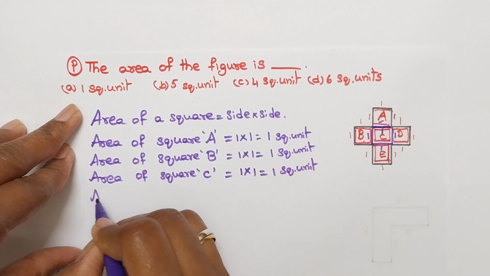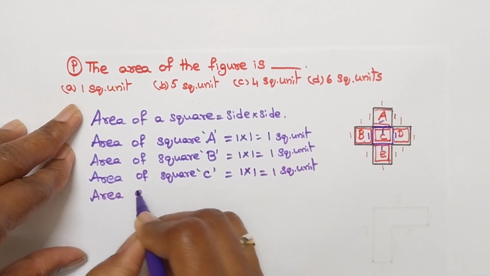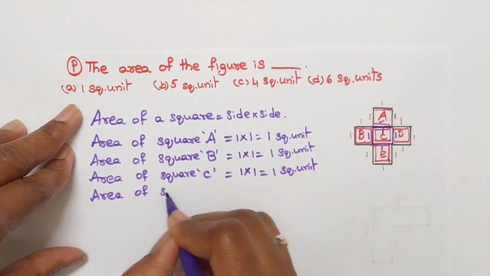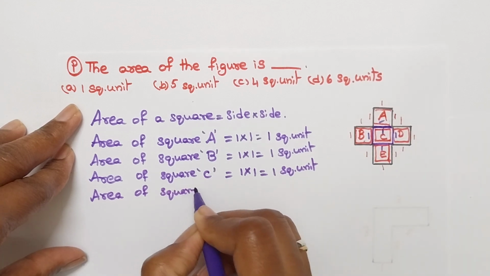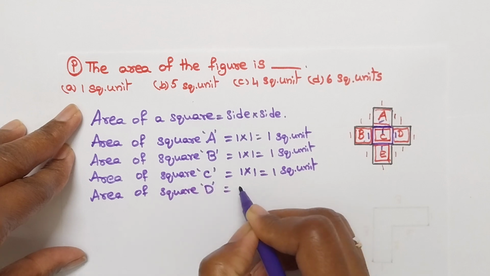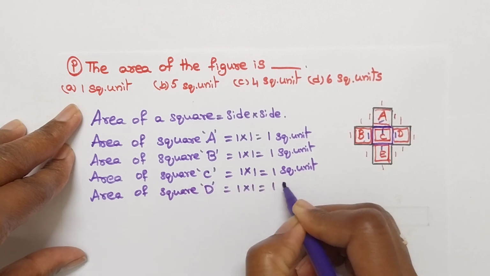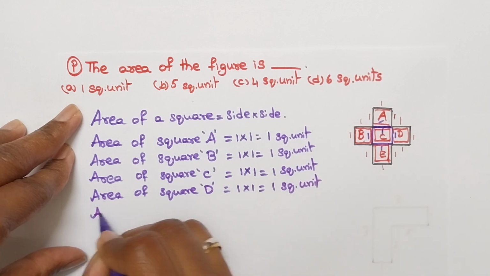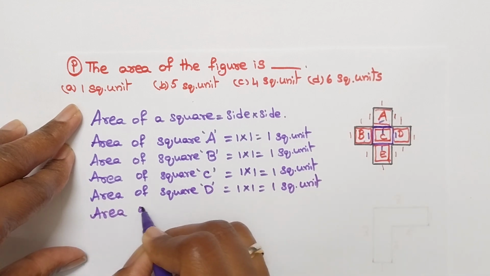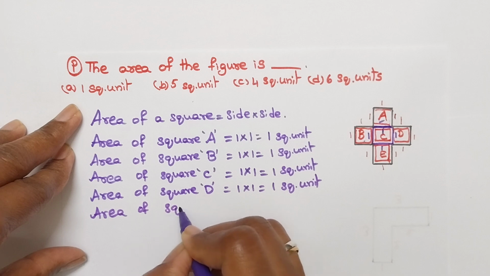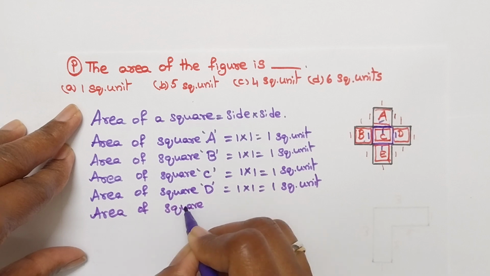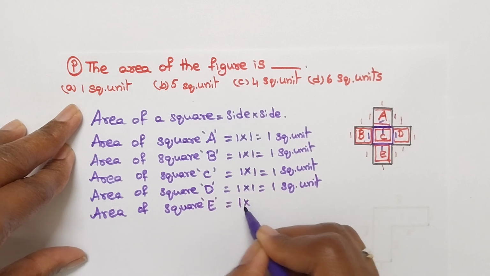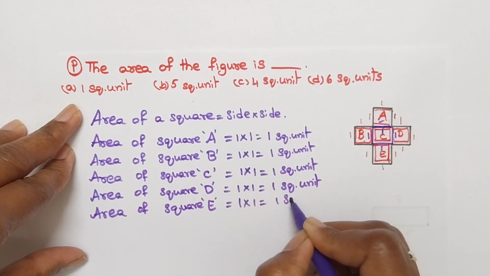In the same way, area of D also 1, E also 1. So we write down area of square D equals 1 into 1, 1 square unit. Area of square E equals 1 into 1, 1 square unit.